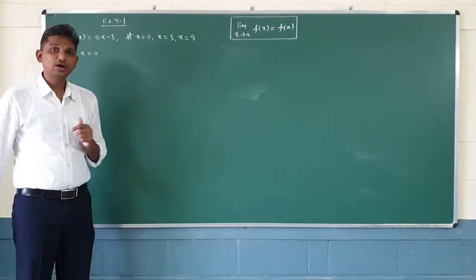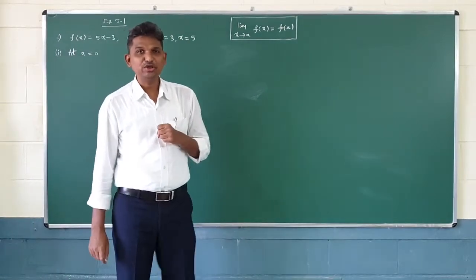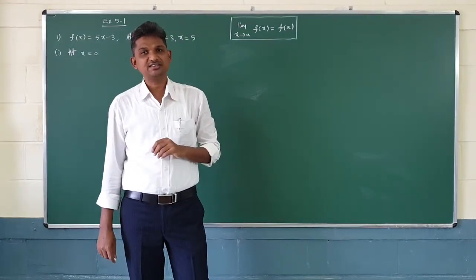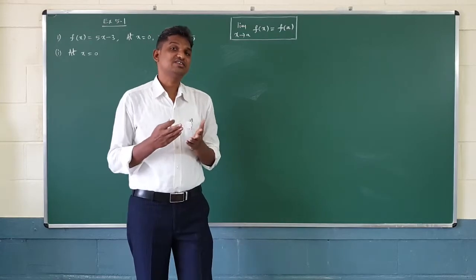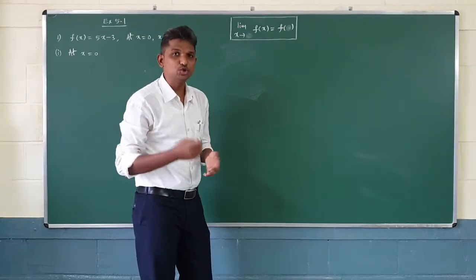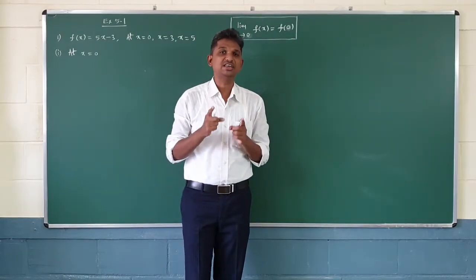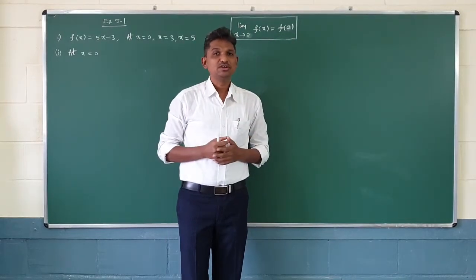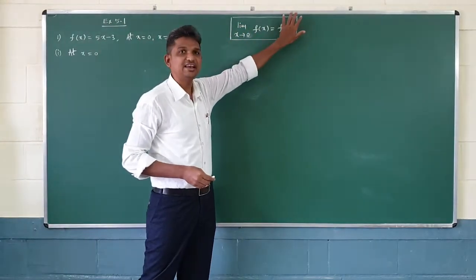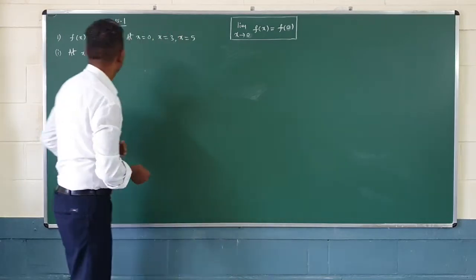Now, checking the continuity at x equal to 0. When I say the function is continuous at x equal to a, the limit as x approaches a of f of x equals f of a. So the function is continuous at x equal to 0 if the limit as x approaches 0 of f of x equals f of 0. Here, first I will calculate this part, next I will calculate this. If both are the same, then I can say that the function is continuous at x equal to 0.